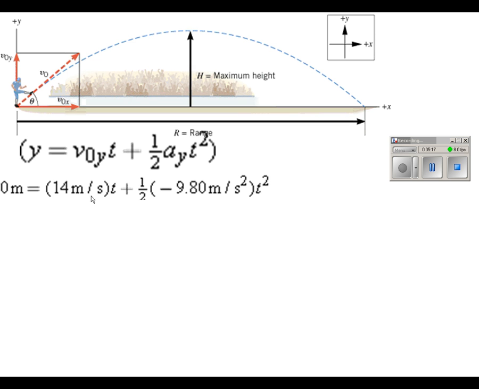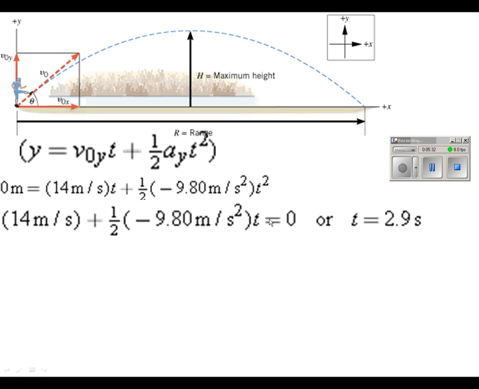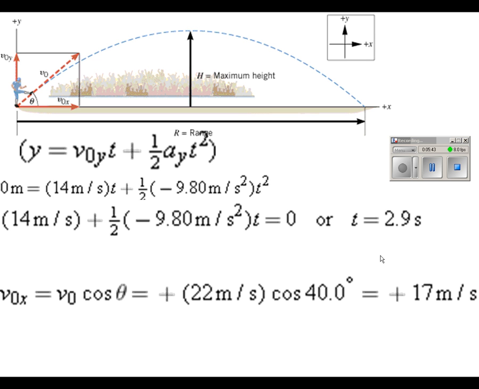Initial velocity is 14 meters per second in the y direction. We solved that earlier in the previous part of the problem. Time is what we want to solve for. And then we have 1/2 times the acceleration, negative 9.8, t squared. So we go ahead and solve for t, and we end up with 2.9 seconds for our time in the air. And the last part that we want to solve for is the distance the ball travels.